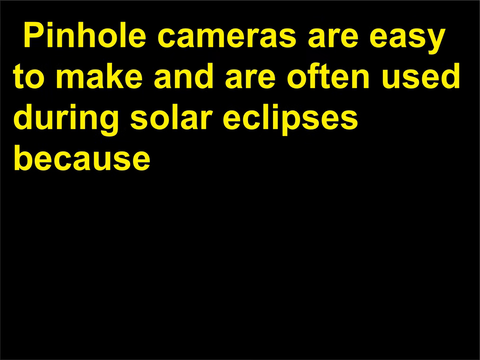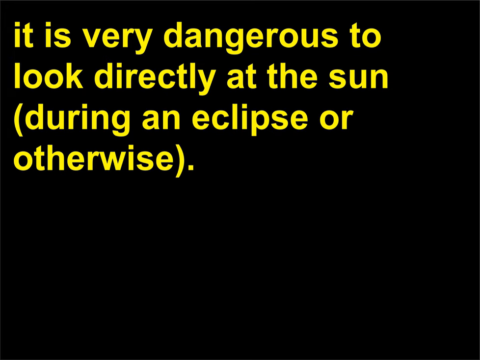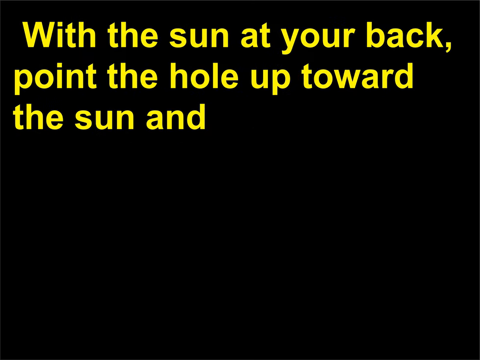Pinhole cameras are easy to make and are often used during solar eclipses because it is very dangerous to look directly at the sun, during an eclipse or otherwise. With the sun at your back, point the hole up toward the sun and view the image of the moon passing in front of the sun on the screen.